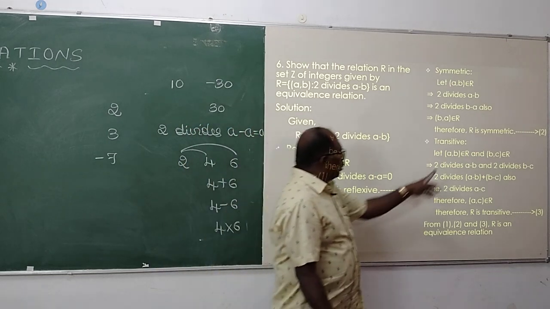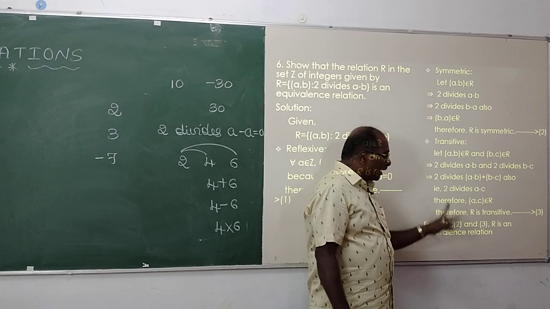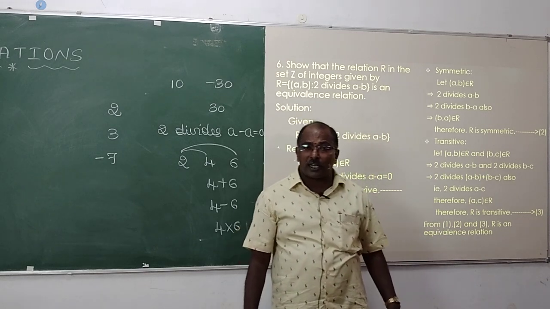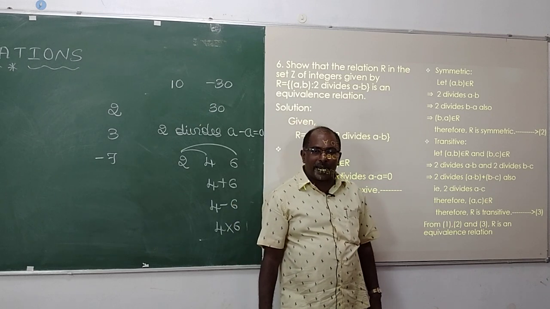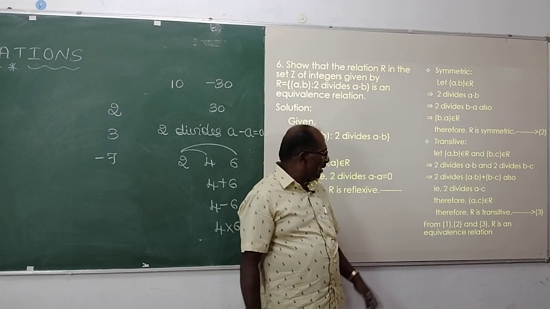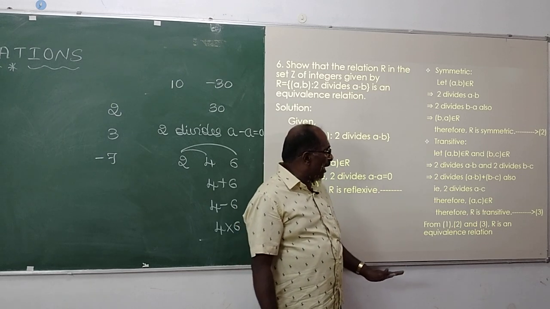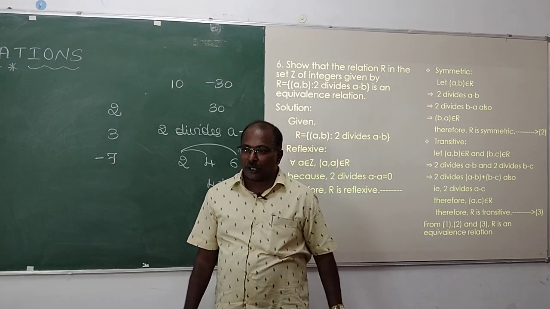From 1, 2 and 3, we can conclude that R is an equivalence relation. What is an equivalence relation? It is a relation on a set which is reflexive, symmetric and transitive. In this problem, the relation in set Z is reflexive, transitive and symmetric. Therefore, it is an equivalence relation.